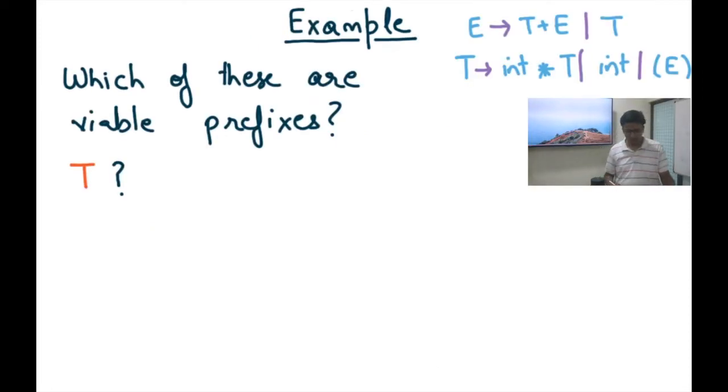So let's look at this example. The same example grammar that we have been using, the grammar of expressions. E produces T plus E or T. T produces int star T or int or parenthesized E. Now, which of these are viable prefixes?